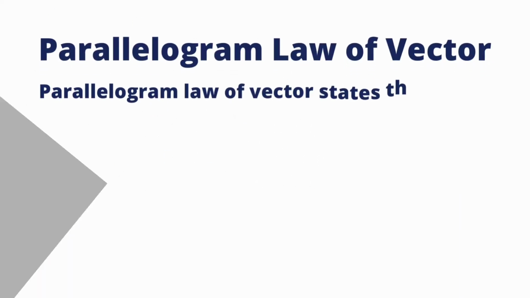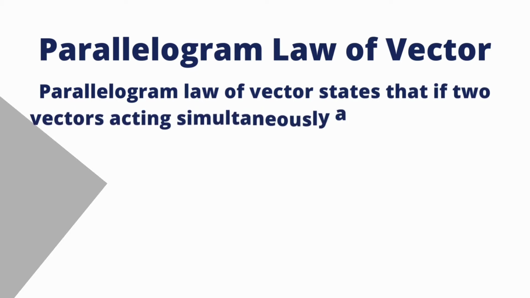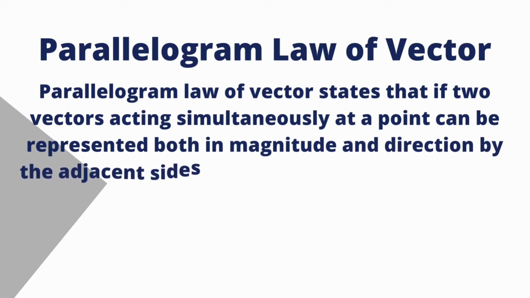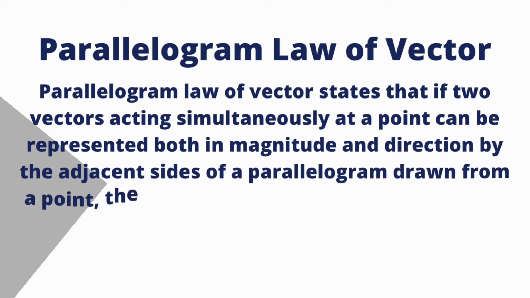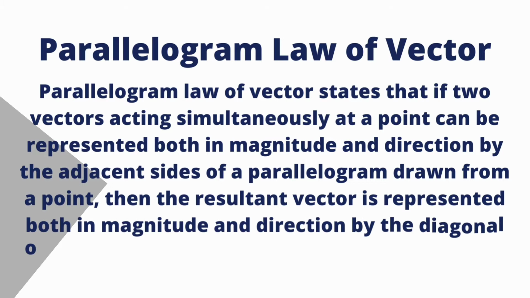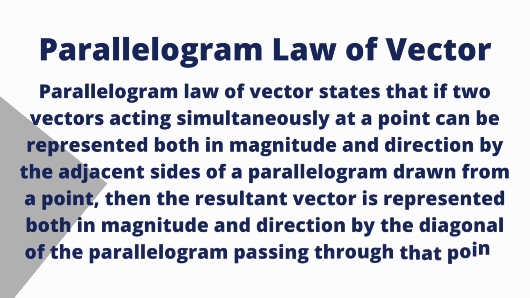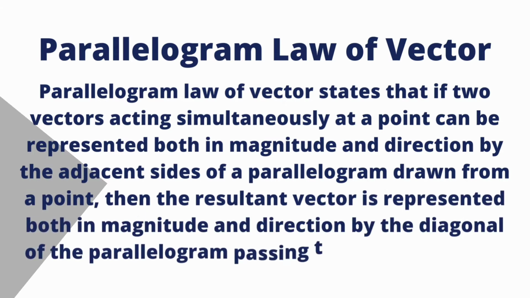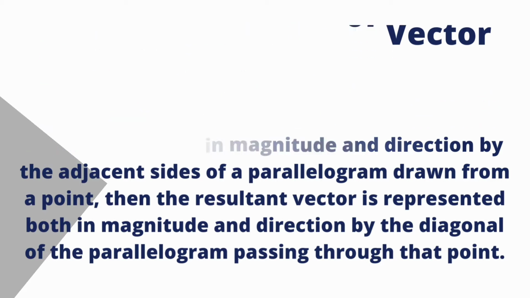Parallelogram law of vector. Parallelogram law of vector states that if two vectors acting simultaneously at a point can be represented both in magnitude and direction by the adjacent sides of a parallelogram drawn from a point, then the resultant vector is represented both in magnitude and direction by the diagonal of the parallelogram passing through that point.